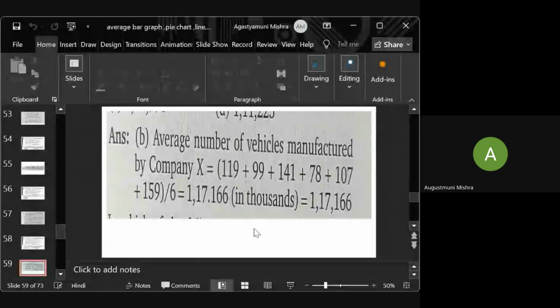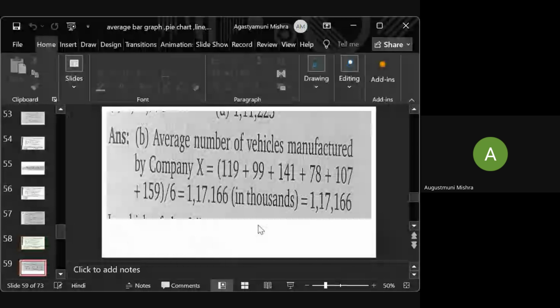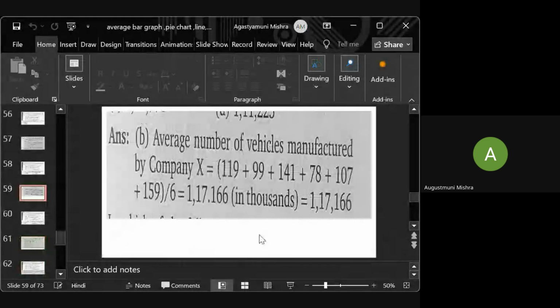Okay. The question is the average number of vehicles manufactured by company X. I think that is correct or not. I will match it. They are asking about X only. So you can just check your solution, or if there is any mistake in printing or something, you can check that also.